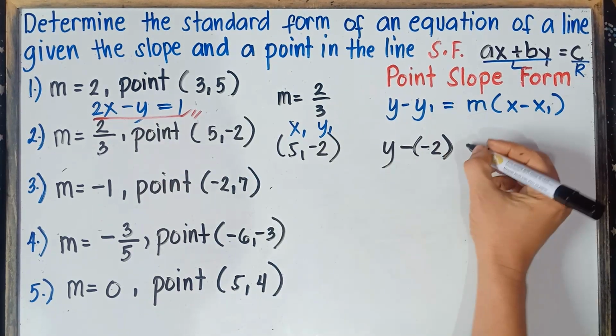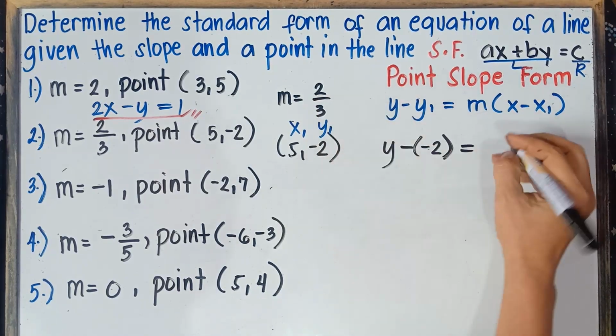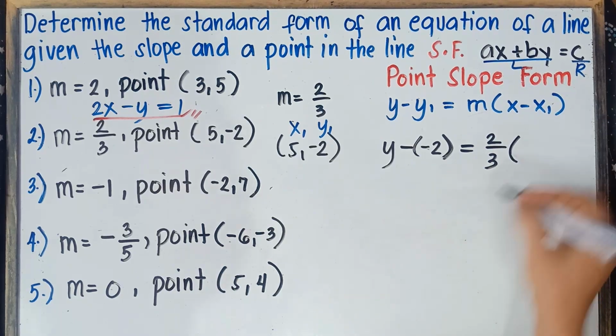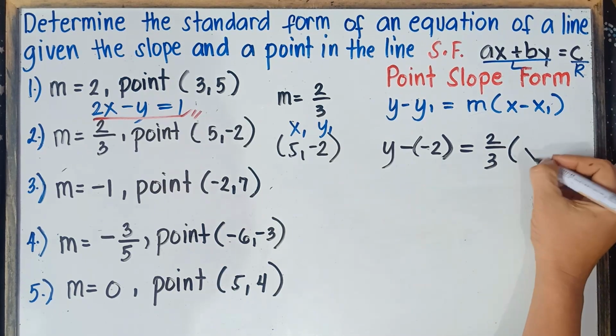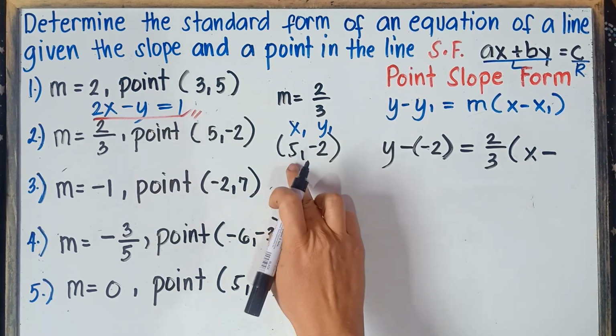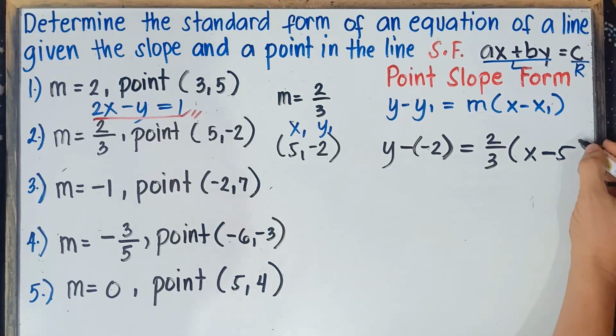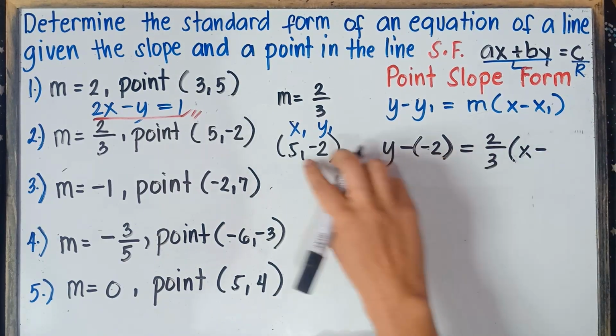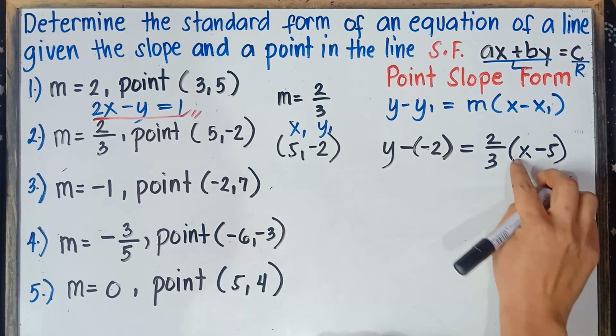Alright, so copy the equals sign, then the value of the slope, that would be 2 over 3. And then you put open parentheses, copy x, copy the minus sign, and then x sub 1, that would be positive 5, and then close parentheses.